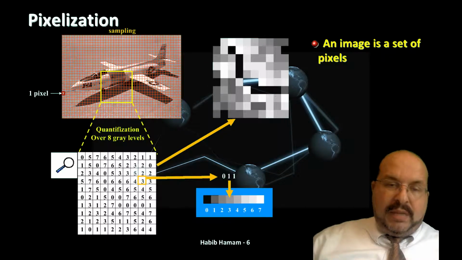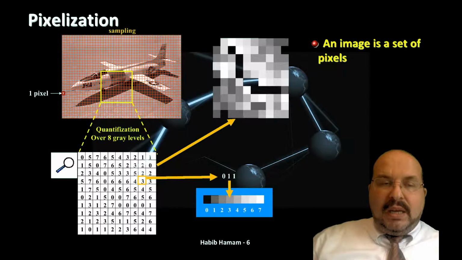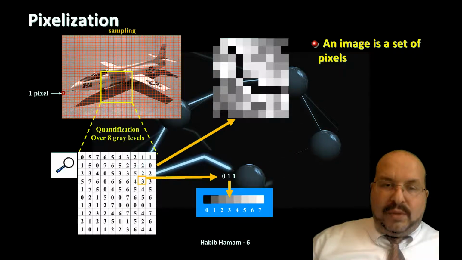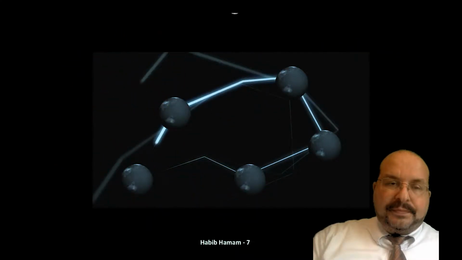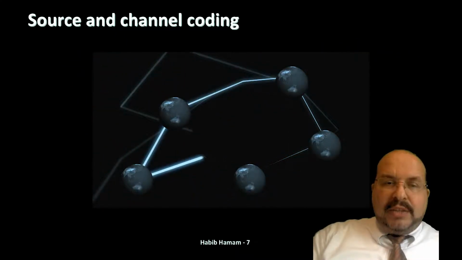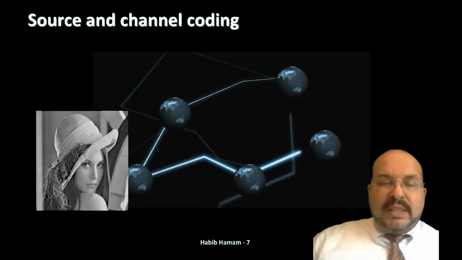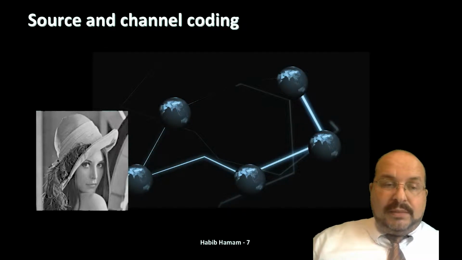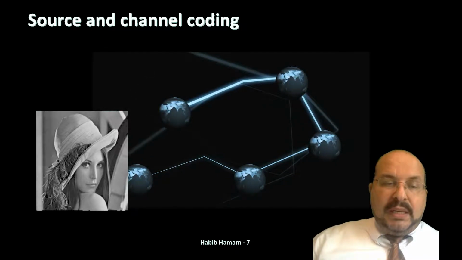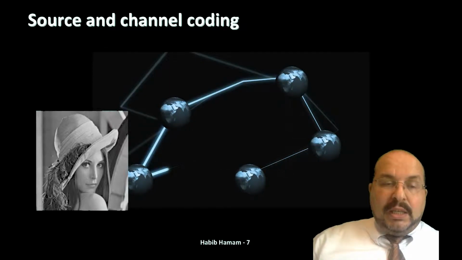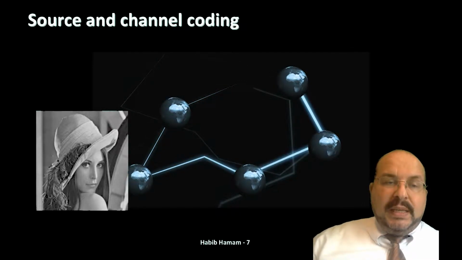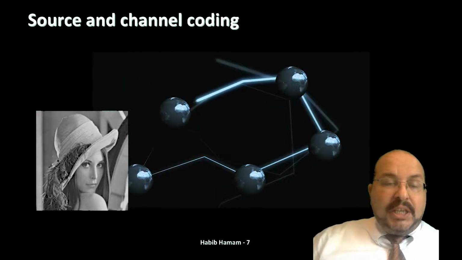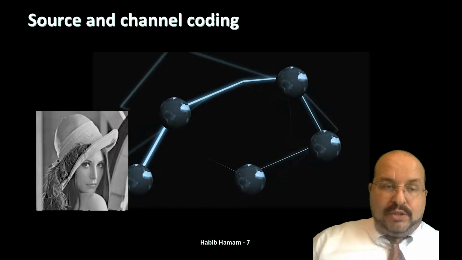Now, I zoom this part of the image, and the situation is the following. We'll see a matrix of cells which are gray between black and white. Source code and channel code. I would like to send this image. Before that, I may do something. I may compress this image. Why should I send a lot of information? Let me compress it first. Or I can do some encryption to protect my image.